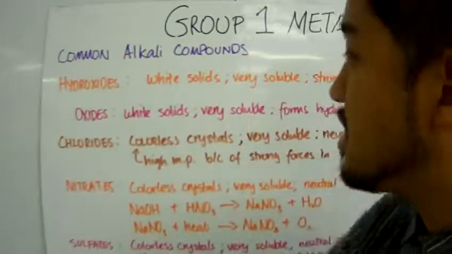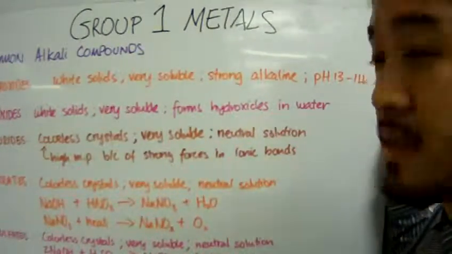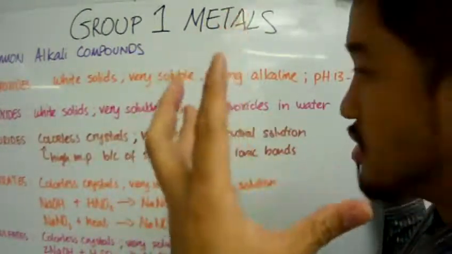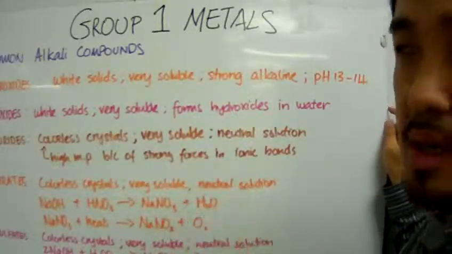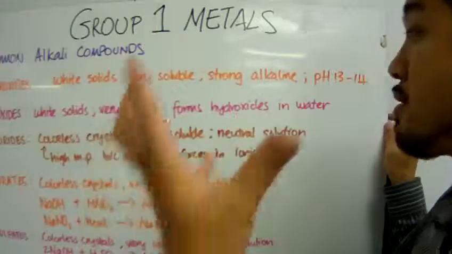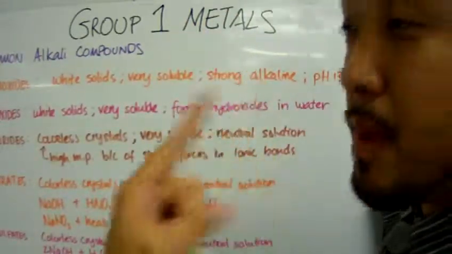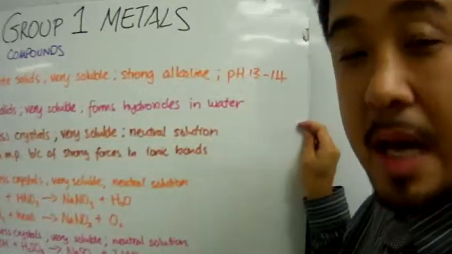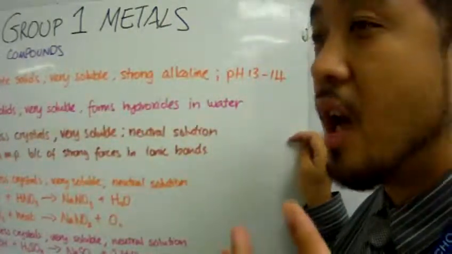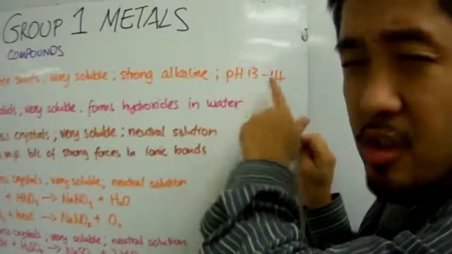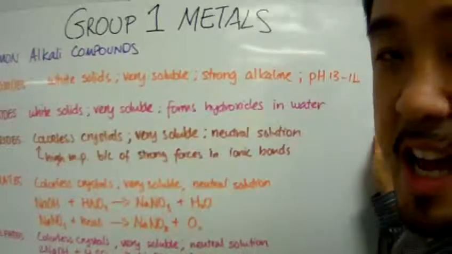They're white solids, very soluble in water like all alkaline element compounds. They're all very soluble when you put them in water. But it turns out that when you put the hydroxides in water, it forms a strong alkaline, hence the word alkali metals. Now, these hydroxides have a very high pH, 13 to 14. Why? Because of the concentration of the hydroxides.